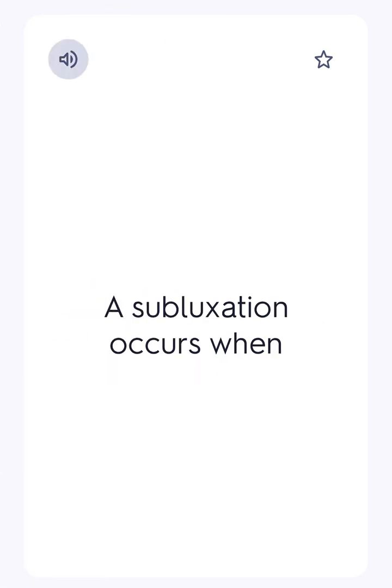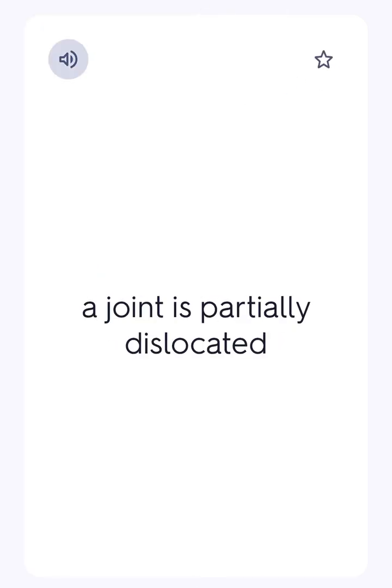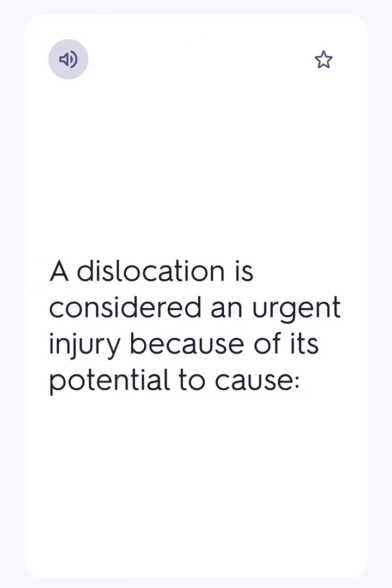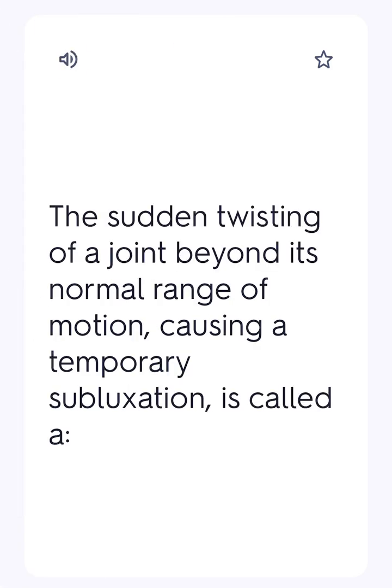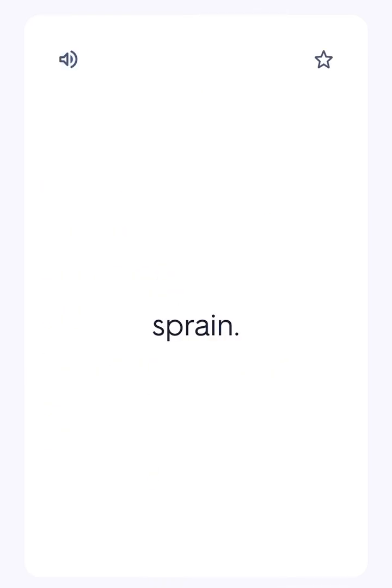A subluxation occurs when a joint is partially dislocated. A dislocation is considered an urgent injury because of its potential to cause neurovascular compromise. The sudden twisting of a joint beyond its normal range of motion, causing a temporary subluxation, is called a sprain.